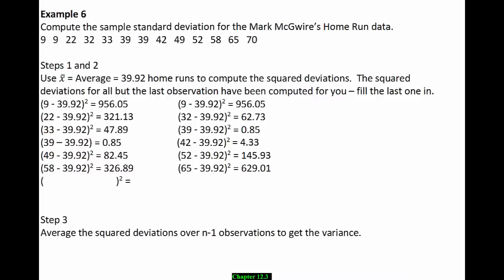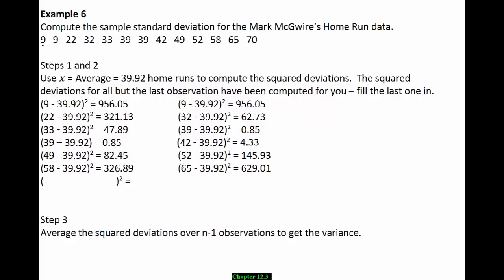Let's do an example and calculate the sample standard deviation using our Mark McGwire home run data set again. We have the observations listed out in order from smallest to largest. Note that that was just the way that we posted these observations here. They don't need to be in order from smallest to largest because at the end of the day, we're adding together these squared deviations, and addition doesn't care which order you do the addition in.